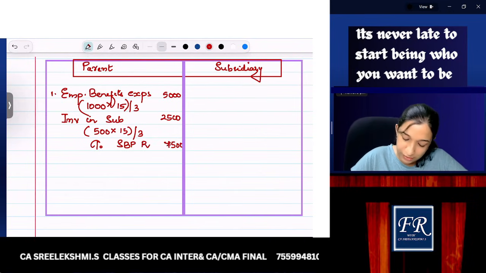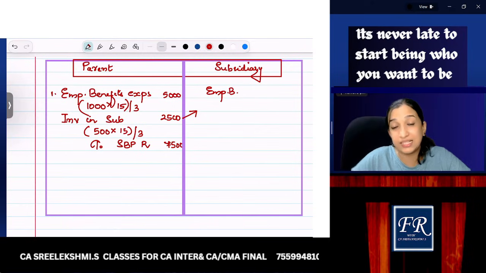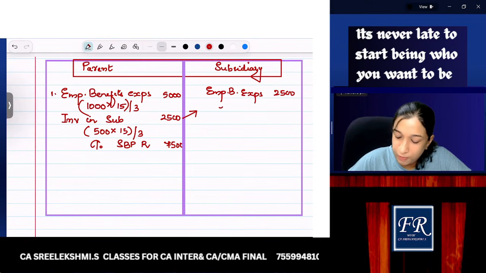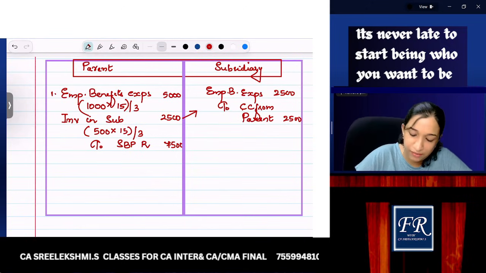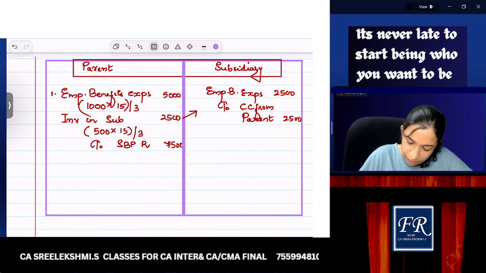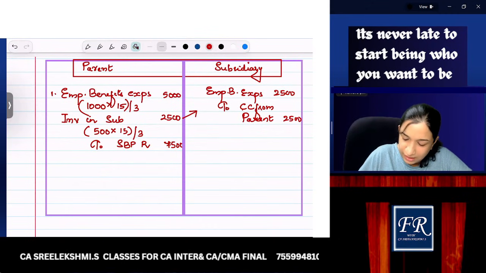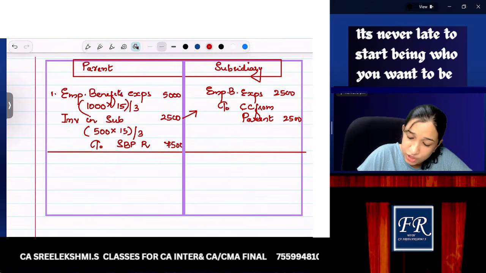Now in the books of subsidiary, only subsidiary related entry should come. So employees are working with subsidiary, so employee services received by subsidiary. So employee benefit expense 2500, and correspondingly there is capital contribution from parent. I'm purposefully writing short form to make it fast. From parent 2500. This is the first entry and everything is fine, but suddenly there is a change.